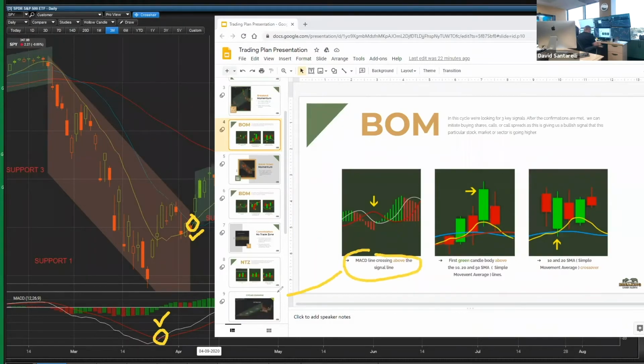So you see what that looks like now right here. That's the MACD line crossing above the signal line. The white line is the MACD line. The red line is the signal line. Okay, and we have a lesson on that you guys could check out.